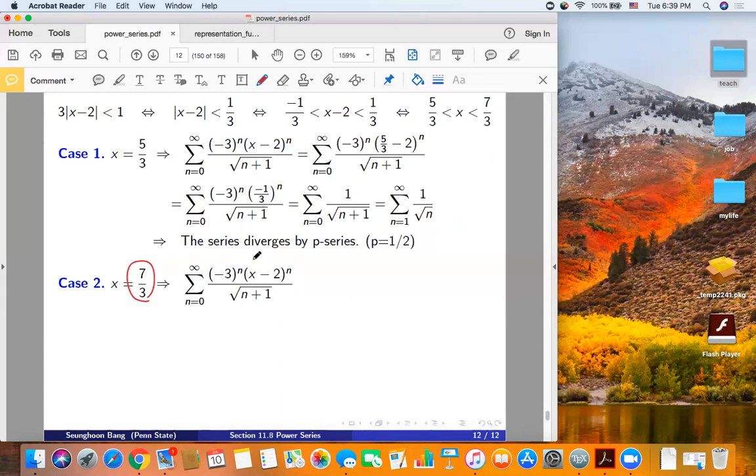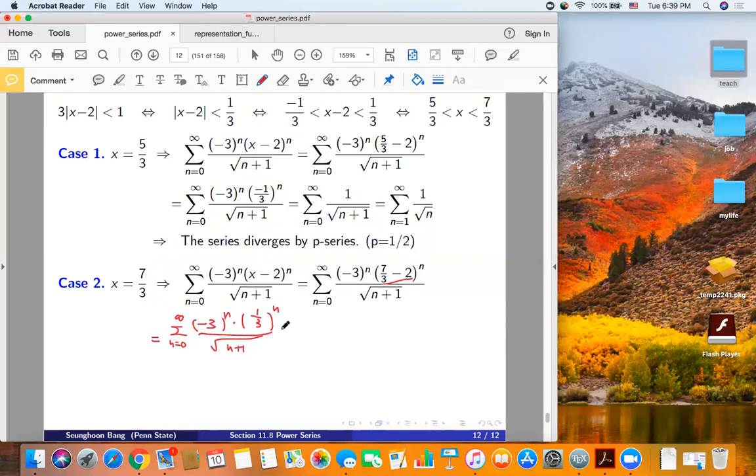You plug 7 over 3 into x and calculate. The summation n equals 0 to infinity, negative 3 to the power n times (7 over 3 minus 2, which is 1/3) to the power n over the square root of n plus 1. You can combine negative 3 times 1/3 to the power n over the square root of n plus 1. The 3 is crossed out. We have the summation n equals 0 to infinity, negative 1 to the power n over the square root of n plus 1.